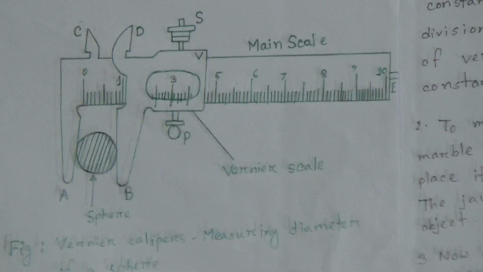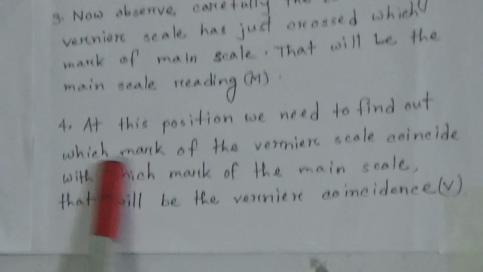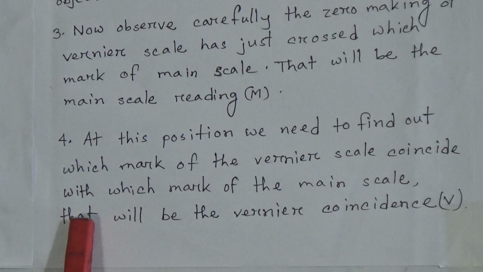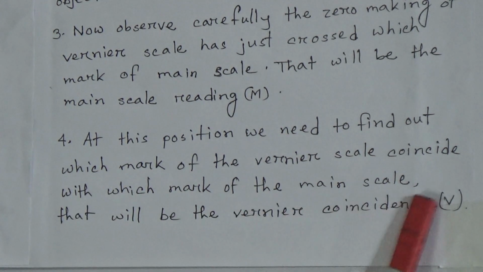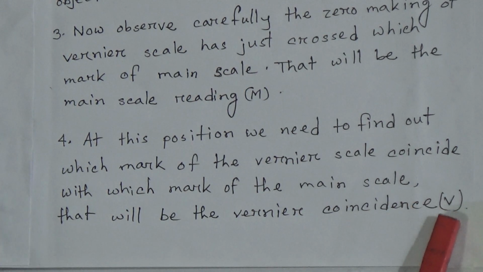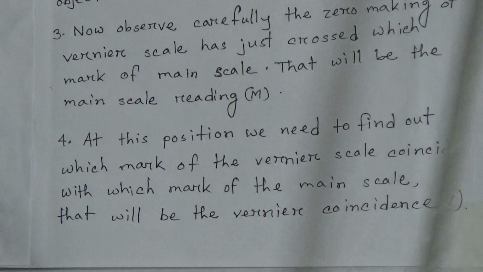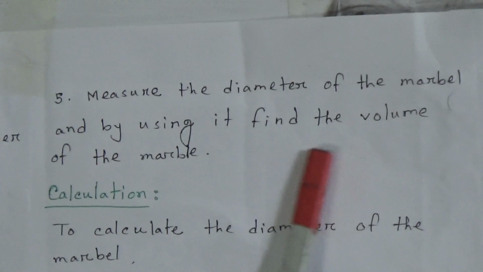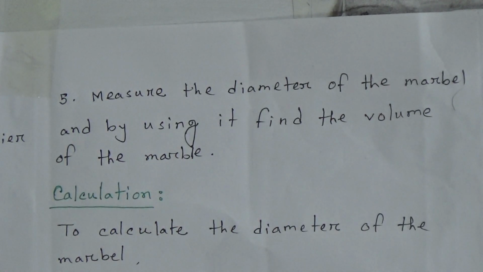And now number 4, at this position we need to find out which mark of the Vernier scale coincides with which mark of the main scale. That will be the Vernier coincidence, that means V. After that, number 5, measure the diameter of the marble, and by using it find the volume of the marble. My dear students, now we will do the calculation.